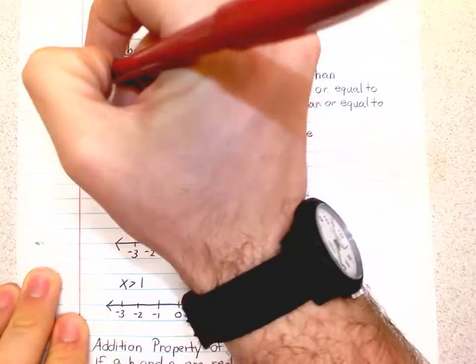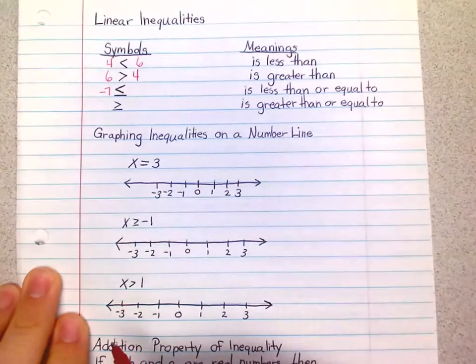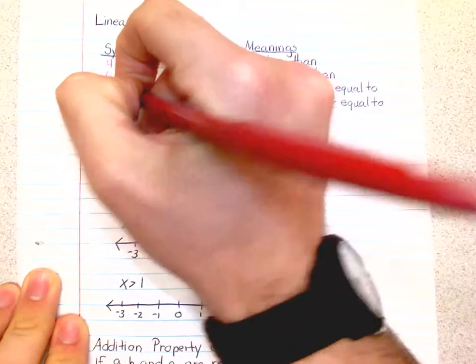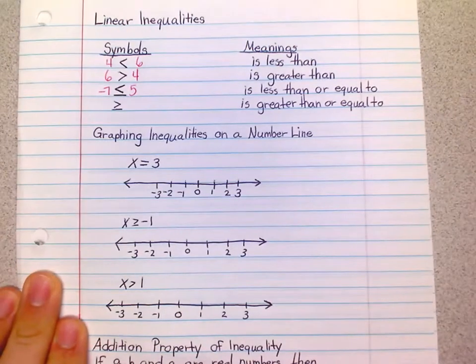How about negative 7 is less than or equal to 5? The negative lets us know that the value is less than 5, but the equal to also tells us that the value on the right side of the inequality could also be a negative 7.